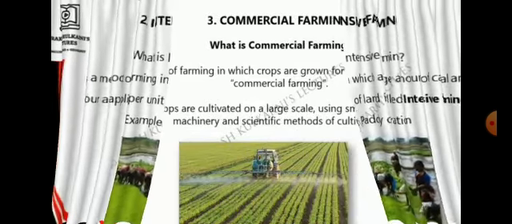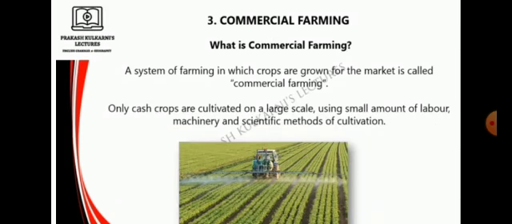Next we are to study commercial farming. What is commercial farming? A one mark question. A system of farming in which crops are grown for the market is called commercial farming. Only cash crops are cultivated on a large scale, using a small amount of labor, machinery and scientific methods of cultivation.